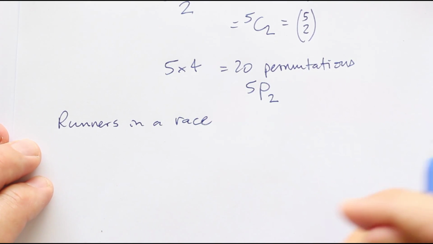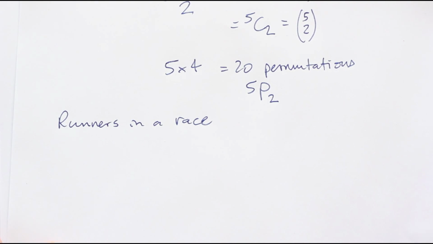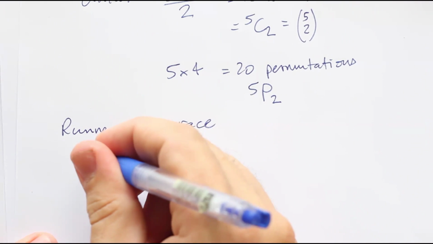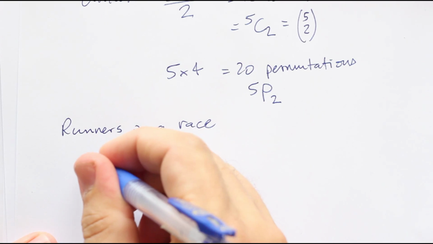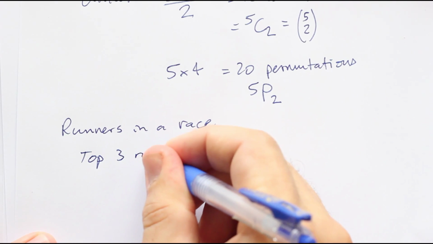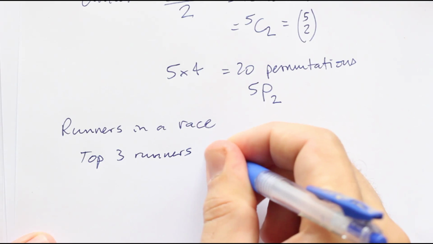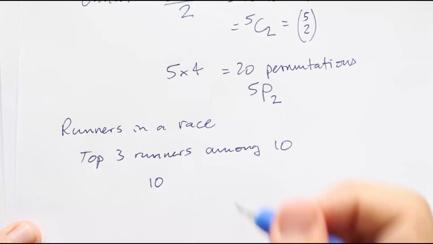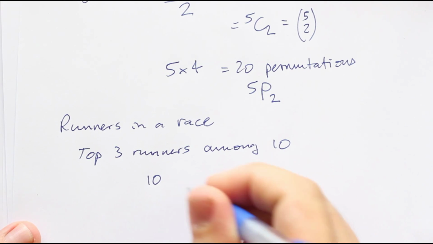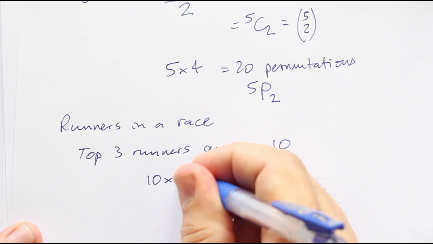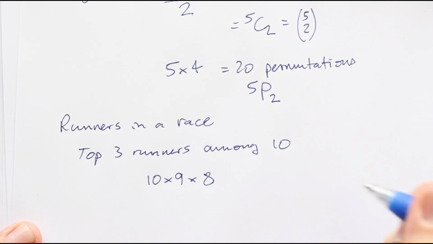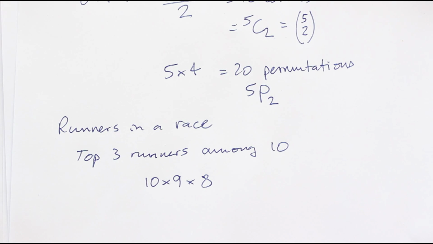When you're running in a race, you care about whether you're first, second, or third, right? So, how many ways of choosing the top 3 runners among 10? Okay, so first you have 10 choices for the winner, number 1 winner. Then you have 9 choices for the second, so the first runner-up. And then you have 8 possibilities for the second runner-up or the third place.